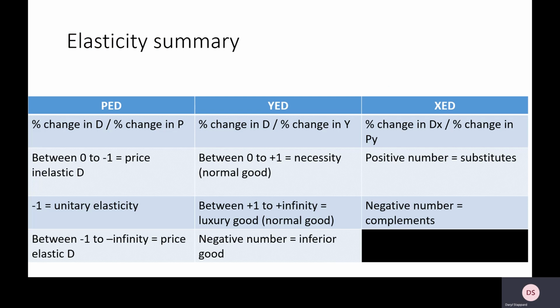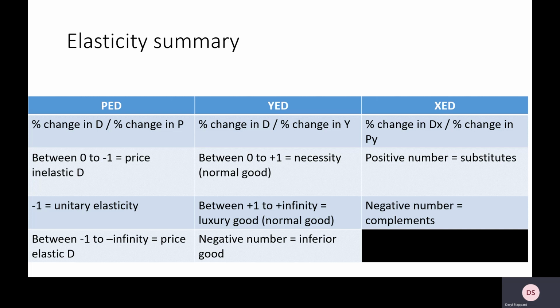Right, everyone, now I just want to bring together all the different concepts of elasticity of demand into one slide. So we've looked at three different types of elasticity of demand: price, income, and cross. Now what you've got here are the different formulas. What you'll notice is the formulas are all very, very similar. I'm literally changing one variable.